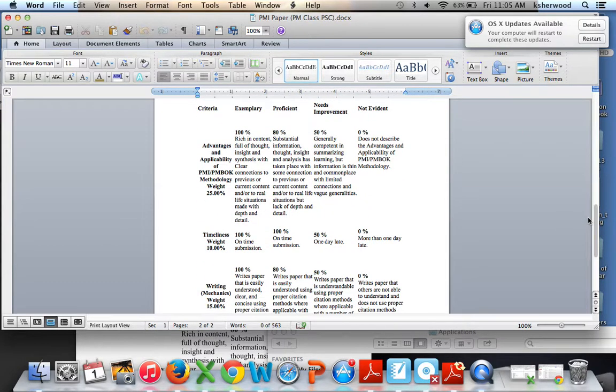Advantages and applicability of PMI. It'll be your last section. And that ideally would be a couple paragraphs about how it helps members to have the certifications, how it helps businesses to adopt the methodology so everyone knows what's going on, everyone has standardization, etc.